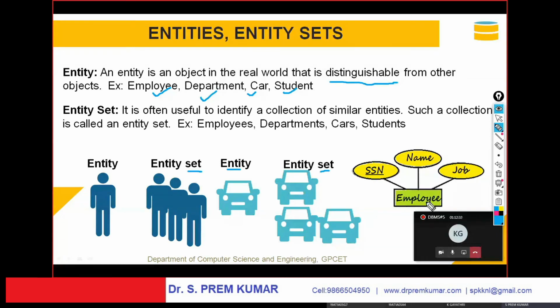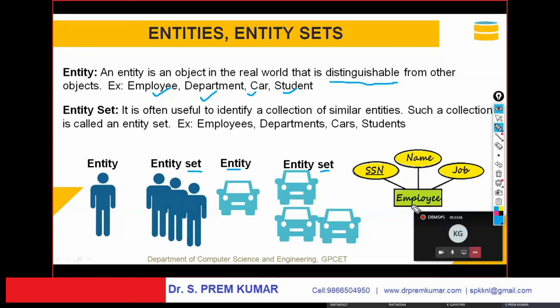There are many employees and every employee has a social security number, that is employee number, name and job. What job he is doing. This is called an entity and these are called attributes. Listen carefully. Employee is an entity. This entity is being identified by employee number, that is social security number, the name and job. These are called attributes. Attributes are always depicted with the help of an ellipse. An entity is represented with a rectangle and attributes are represented with an ellipse.